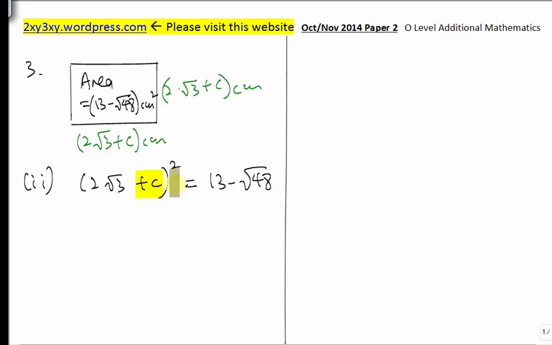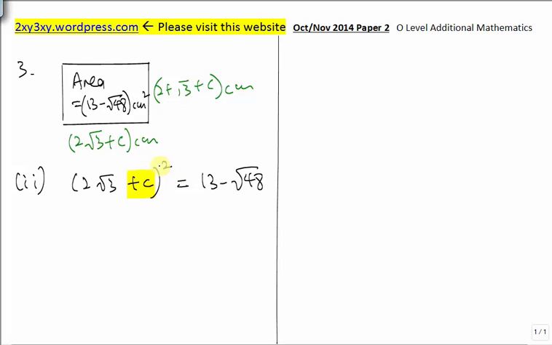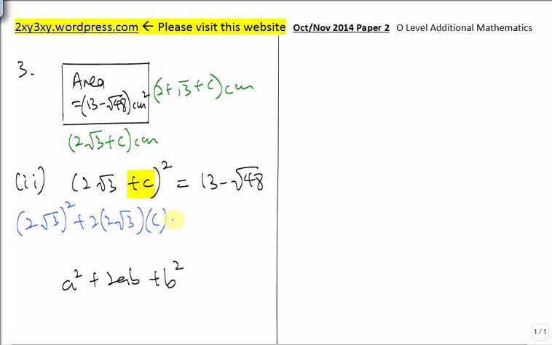To find the value of c, it's very tempting that we are going to move the square to this side of the expression. But if we move the square to this side of the expression, we'll get a square root expression like this. And this part here, we cannot simplify it further. So we will not apply that method. Instead, we are going to expand this expression using the formula a squared plus 2ab plus b squared. So this will give us 2 square root of 3 square plus 2 times 2 square root of 3 c plus c square equal to 13 minus square root of 48.